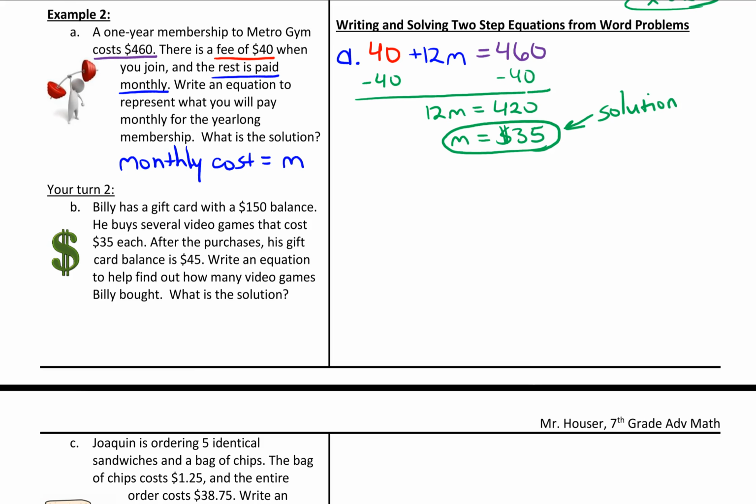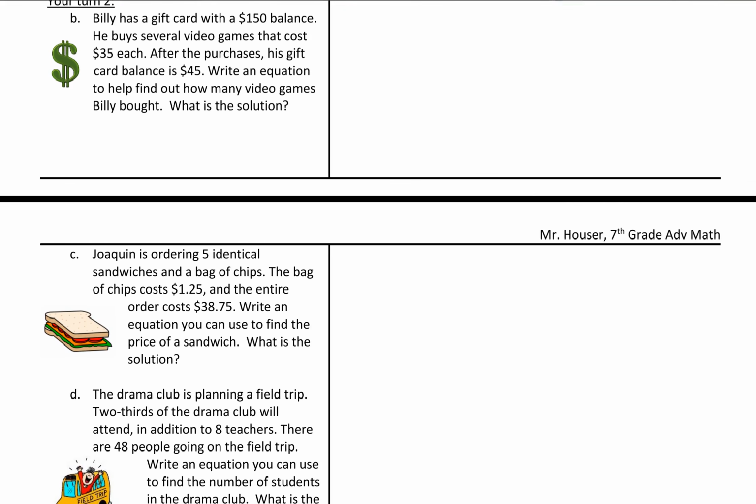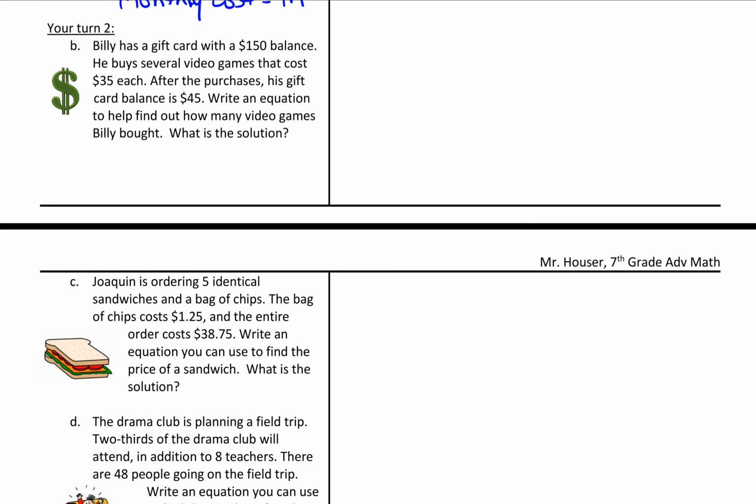Pause the video here, and I want you to take a look at your turn 2, B, C, and D. Okay, let's go over these. So in your turn 2B, Billy has a gift card with a $150 balance. He buys several video games that cost $35 each. After the purchases, his gift card balance is $45. Write an equation to help find out how many video games Billy bought and what is the solution.